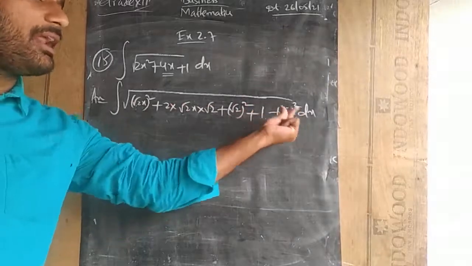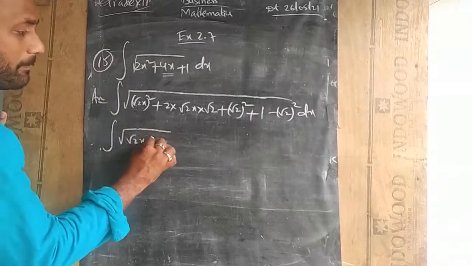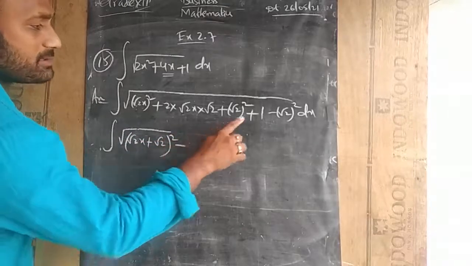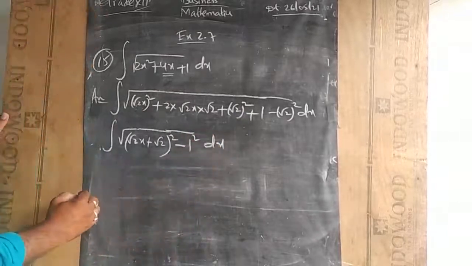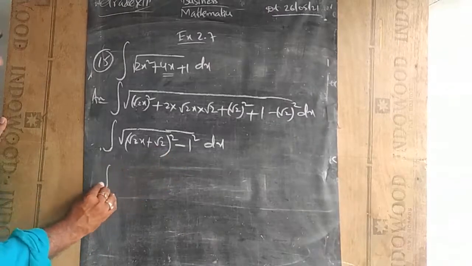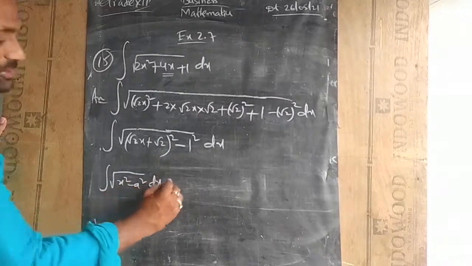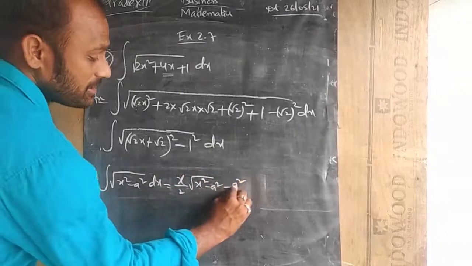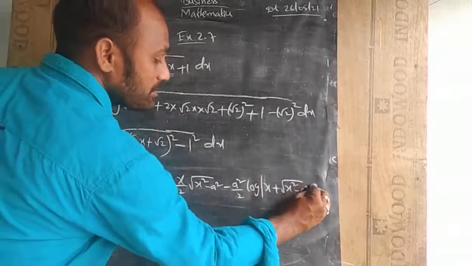Whatever extra that I am adding, I subtract last time. Now we can write this as root 2x plus root 2 whole square minus 1, minus 2 will be minus 1 dx. So this is the overall. It is in the form of, what is the form here? Integral root of x square minus a square dx. So it can be written as x by 2 into root of x square minus a square minus a square by 2 log of x plus root of x square minus a square plus c.